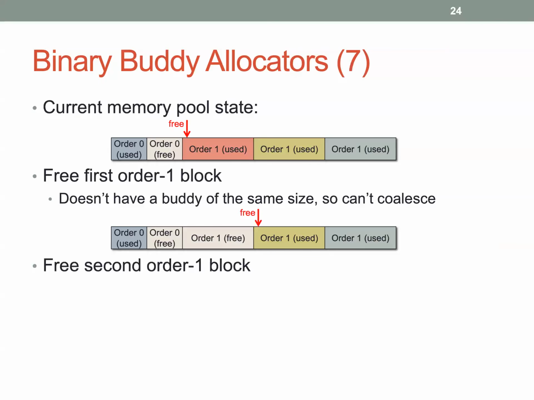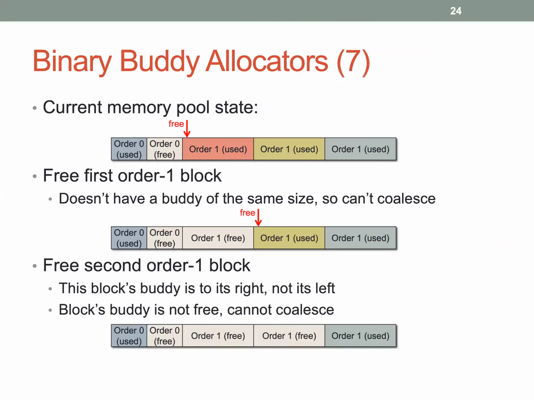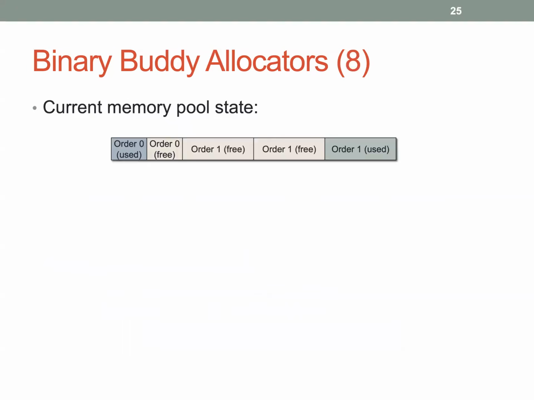If we free the second order 1 block, when you try to figure out its buddy, it's to the right, not the left. And so we can't coalesce it either, because even though it's the same size order, the block isn't free. So we end up with a pool like this. You can see that there is some external fragmentation that occurs with this.